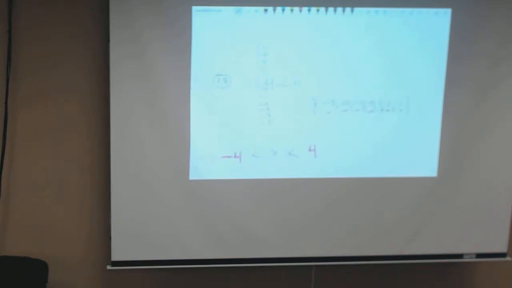Number 18. The absolute value of x is less than 4. So since it said less than, then I go x is between -4 and 4. And to say it's between -4 and 4, then that means I just go the set whose elements are -3, -2, -1, 0, 1, 2, and 3.